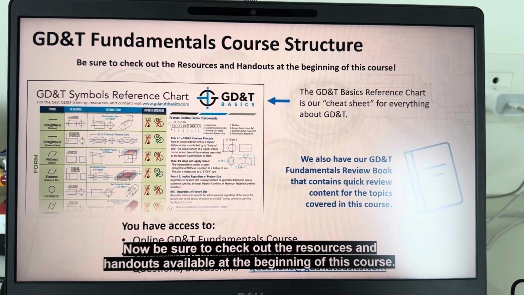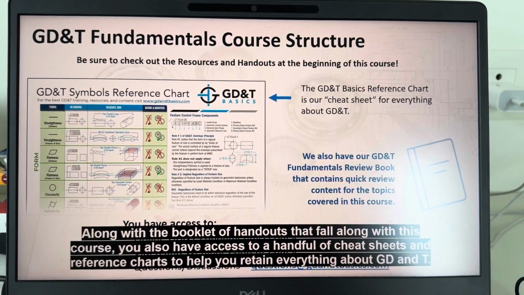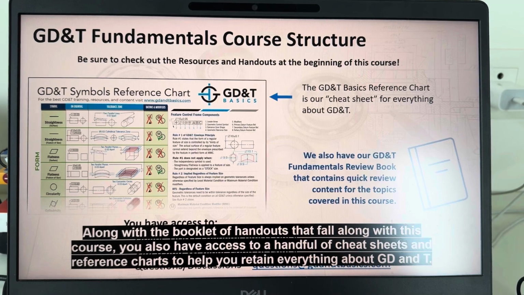Now be sure to check out the resources and handouts available at the beginning of this course. Along with the booklet of handouts that follow along with this course, you also have access to a handful of cheat sheets and reference charts to help you retain everything about GD&T.